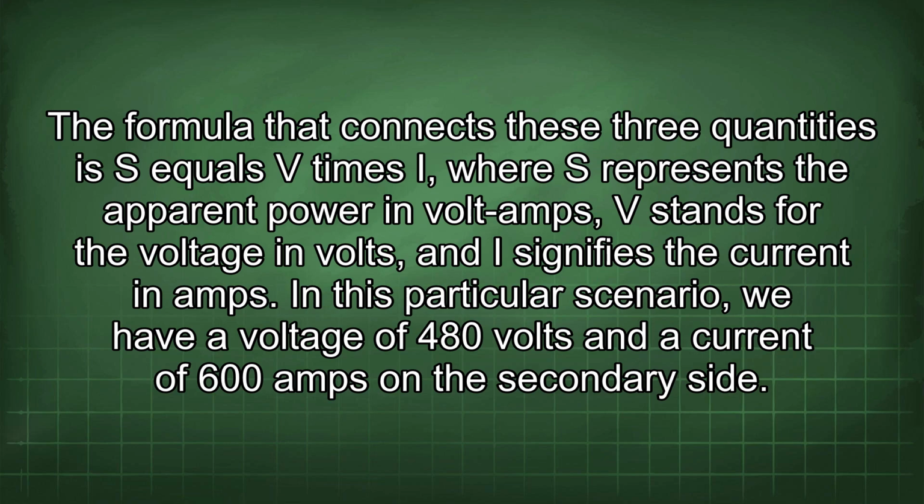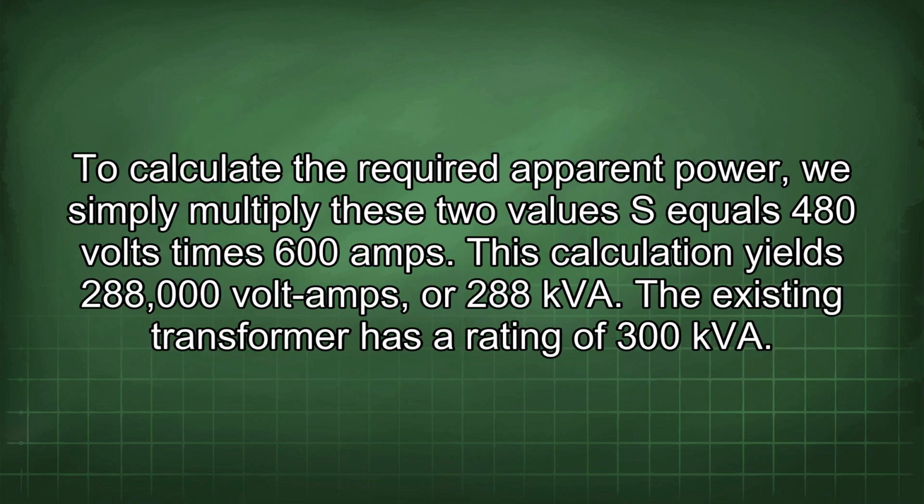In this particular scenario, we have a voltage of 480 volts and a current of 600 amps on the secondary side. To calculate the required apparent power, we simply multiply these two values. S equals 480 volts times 600 amps. This calculation yields 288,000 volt amps, or 288 kVA. The existing transformer has a rating of 300 kVA.